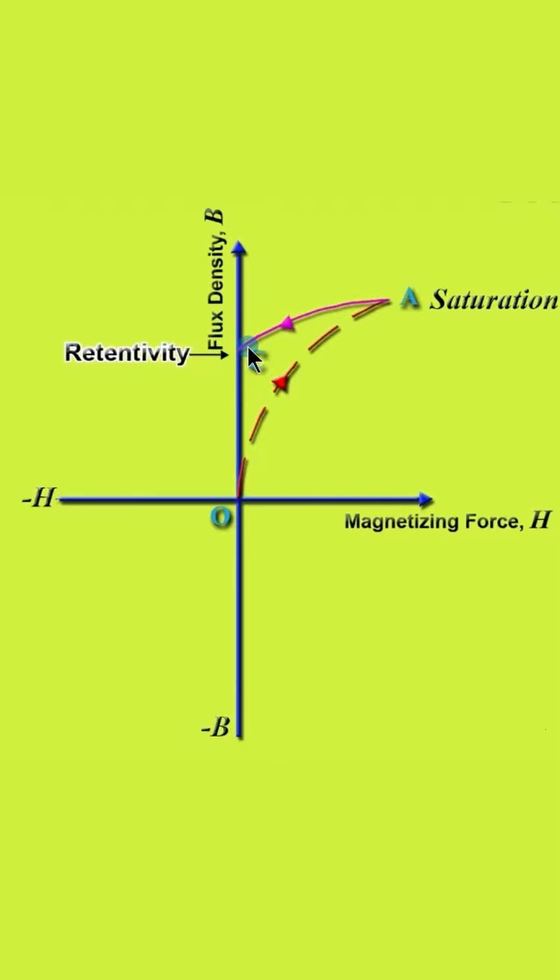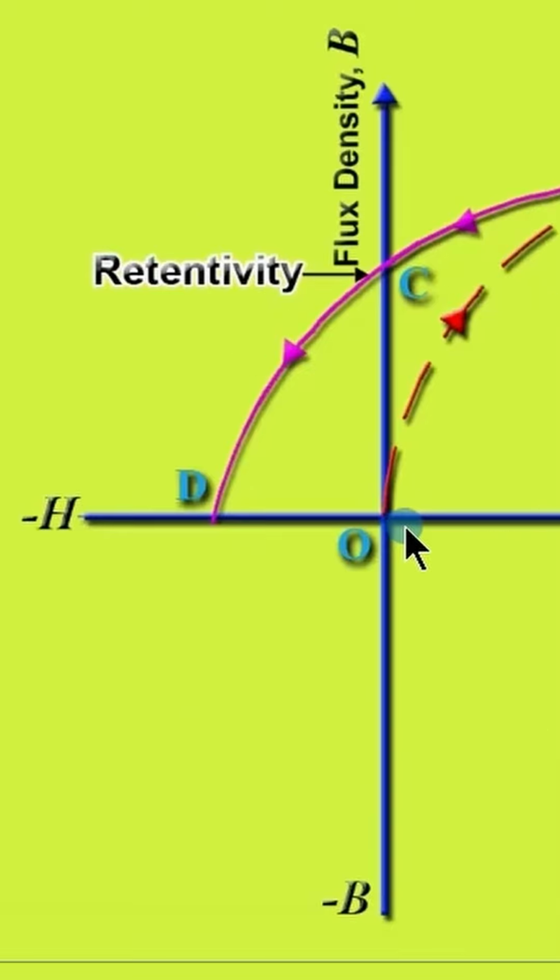After that, to reduce this magnetism to zero, the magnetizing force is applied in a negative direction, so that at D, the magnetism of the core becomes completely removed. That is, this negative magnetizing force OD required to bring the magnetic flux to zero is called the coercivity. That is the OD. This much magnetizing force which is required to reduce the magnetism in the material to zero is called the coercivity.